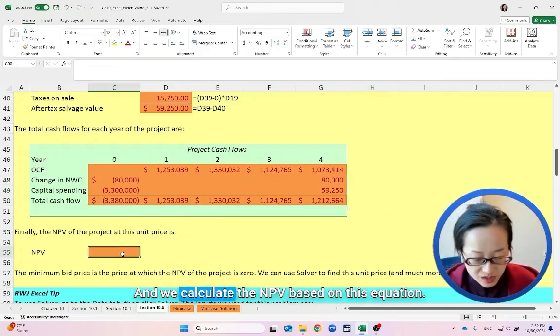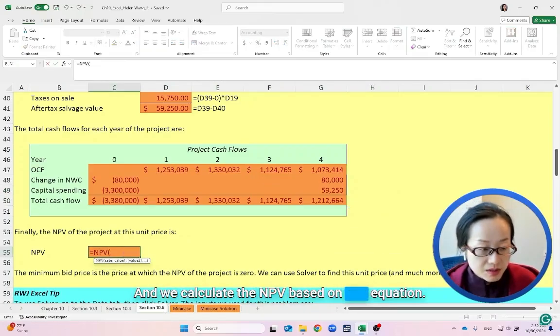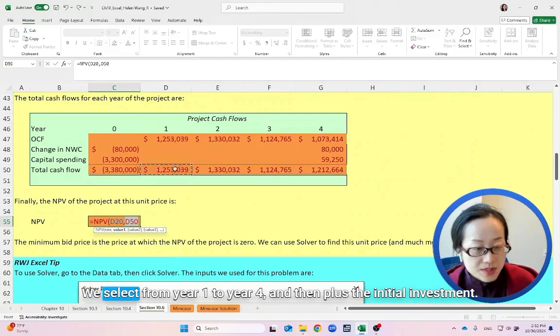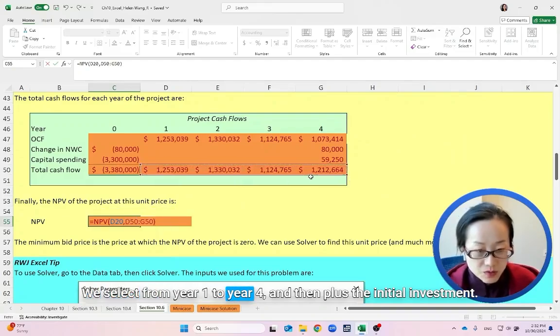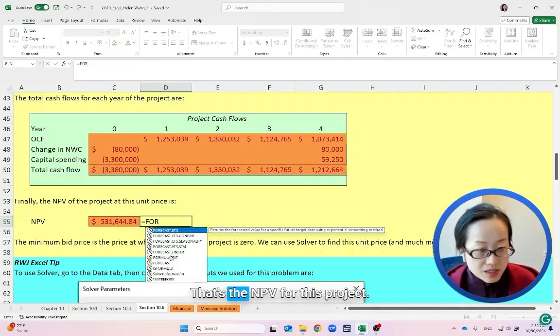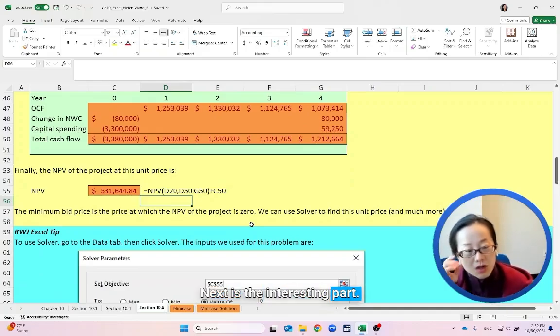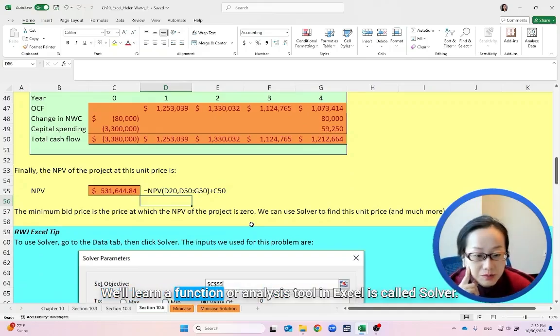And we calculate the NPV based on this total cash flow. The required return is 10%. We select from year 1 to year 4 and then add the initial investment. That's the NPV for this project. Next is the interesting part. We'll learn a function or analysis tool in Excel.